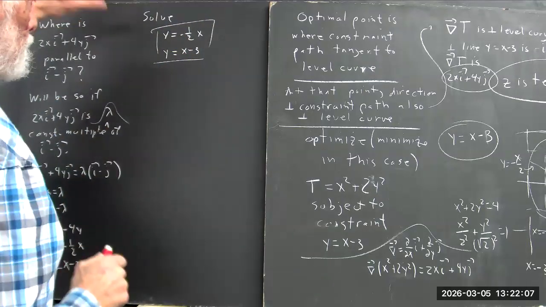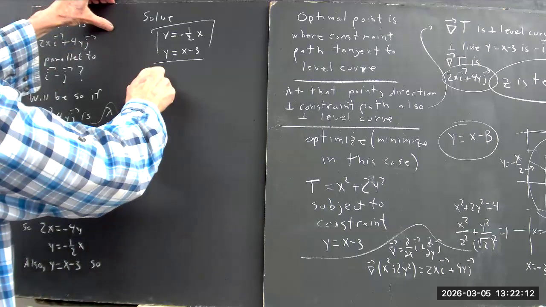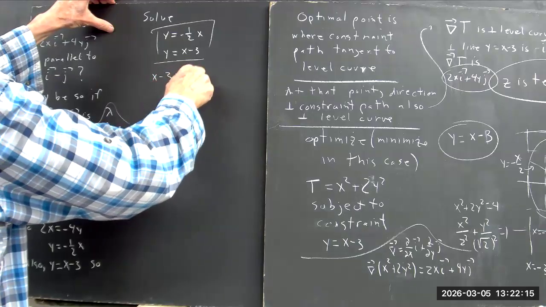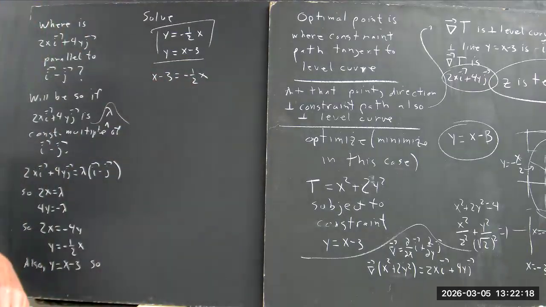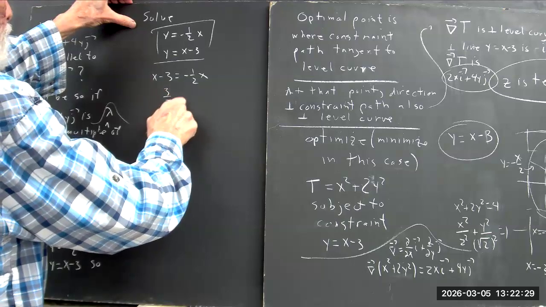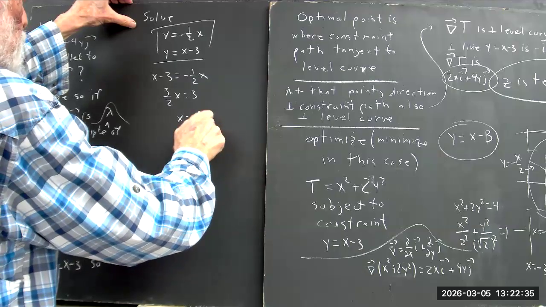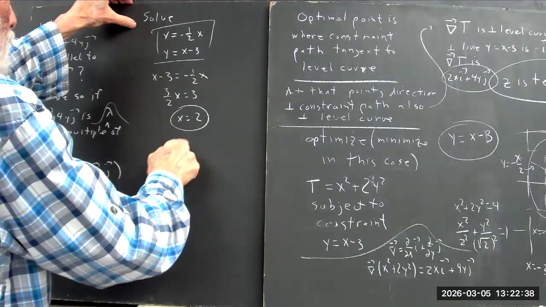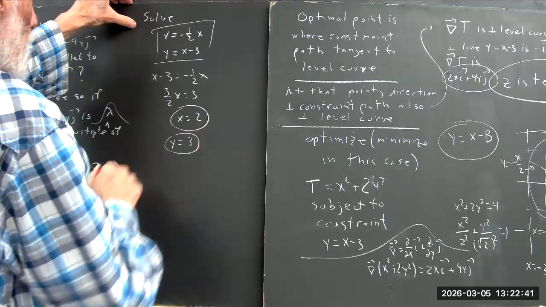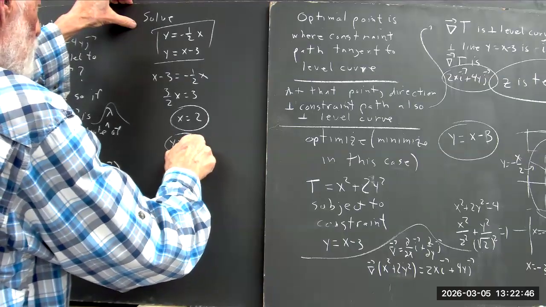Solve this system. There are plenty of ways to solve it. You've had linear algebra, you know how to solve systems. Use matrices if you want to. Matrix equation, inverse, all that stuff. But this is really simple. You get 3 halves x equals 3, so that x equals 2. And then y equals, no, it's not negative 1 half x, it's negative 1.